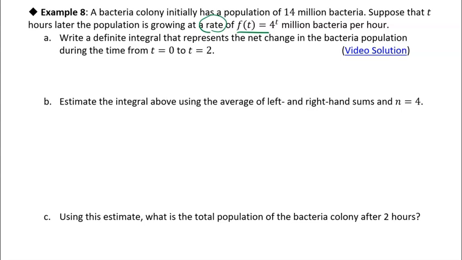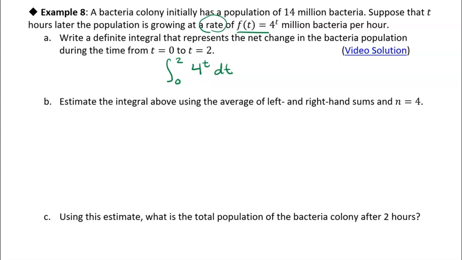So the first part just asks us to write a definite integral that represents the net change in the bacteria population from time t equals 0 to time t equals 2. So basically over the first 2 hours. All right, so our t values, we're going to integrate from 0 to 2. And the value of the rate is 4 to the t, and then the width is dt.